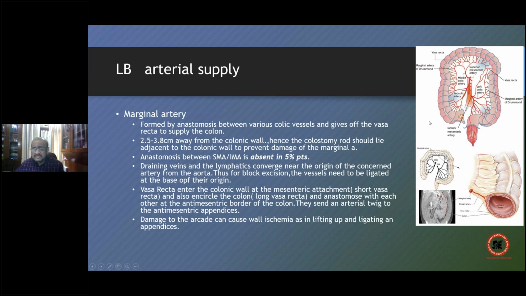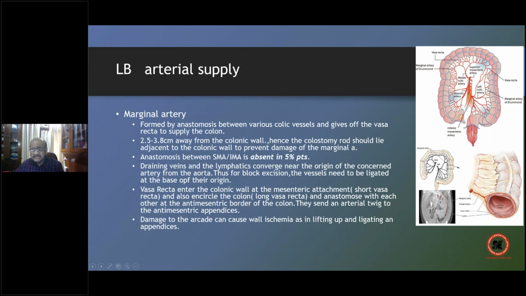Now, the anastomosis we said, which is occurring out here, right 2/3, left 1/3, is absent in 5% of patients. And that may create a problem if you've got a block in any of these vessels. Say if you've got a block in the superior mesenteric artery, then the inferior mesenteric artery cannot supply that part. If you've got a block in the inferior mesenteric, the superior mesenteric cannot take care of the left side of the colon. Why? Because that anastomotic site is missing in 5% of patients. Now, when these marginal arteries are lying along the colon, they give rise to straight vessels known as vasa recta.